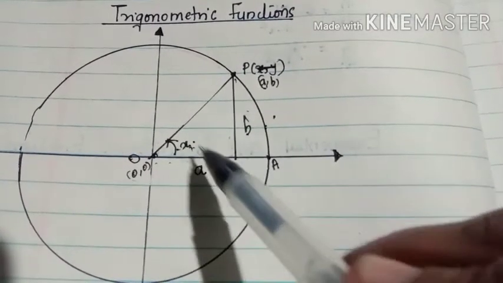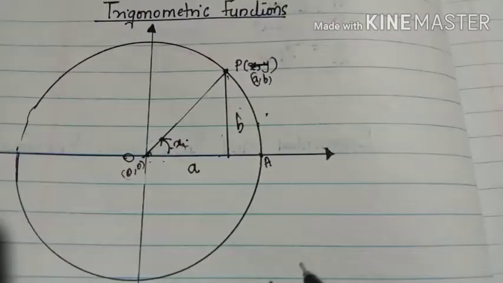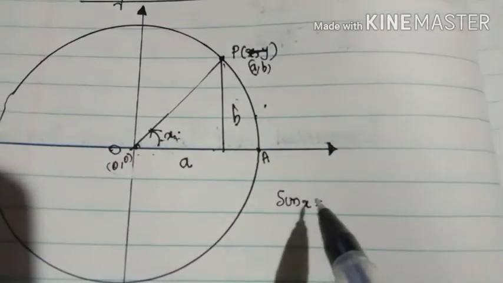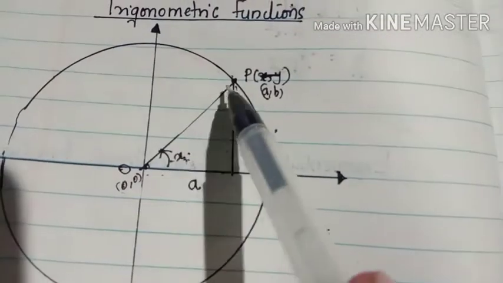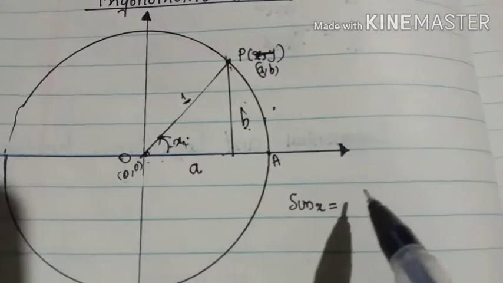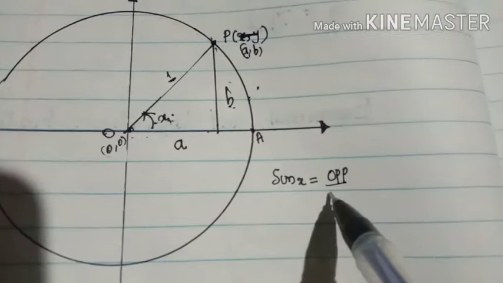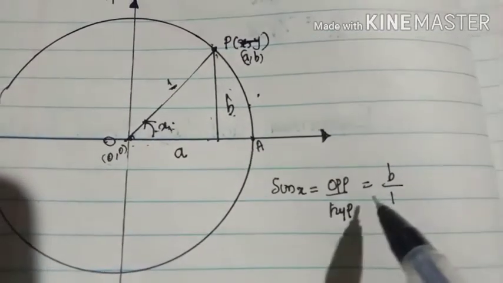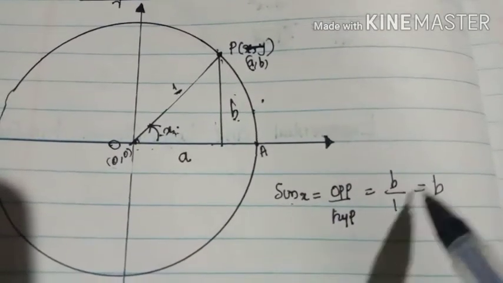Now this is a right angle triangle. Let's see what is the sine ratio and cos ratio. What is the sine ratio? Sine x equals opposite side by hypotenuse. So here the hypotenuse is our radius. It is a unit circle. Therefore radius equals 1. So sine x becomes opposite side by hypotenuse. Opposite side is B. Hypotenuse is 1. B by 1 equals B. So sin x equals B.